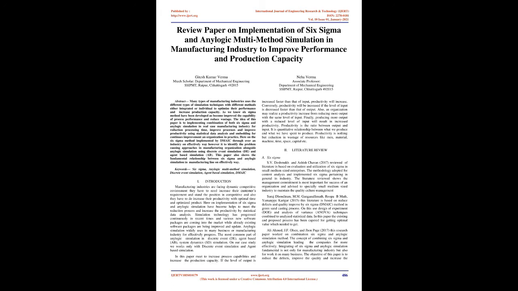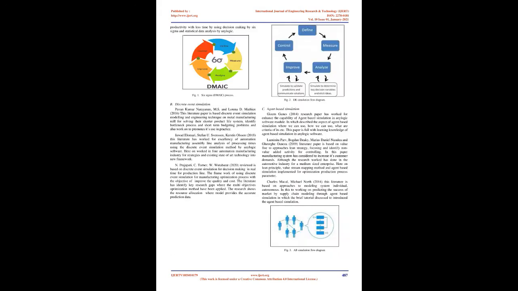Productivity is the ratio between output and input. It is the quantitative relationship between what we produce and what we have spent to produce. Productivity is nothing but reduction in wastage of resources like men, material, machine, time, space, capital, etc.